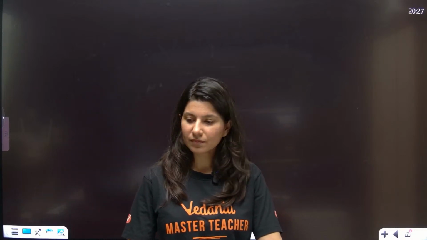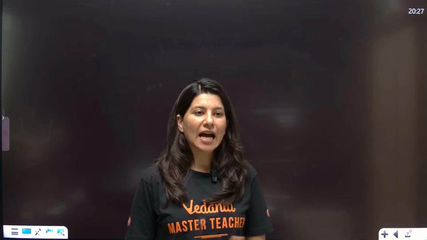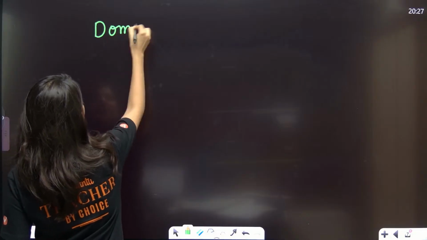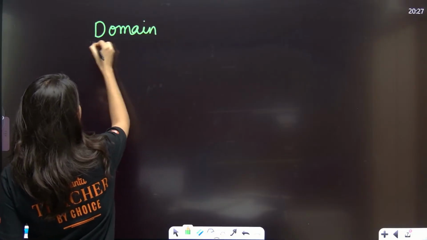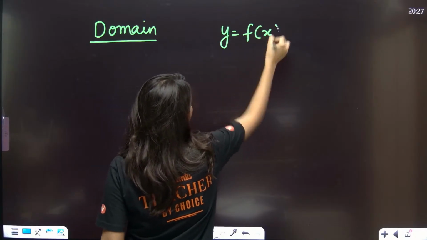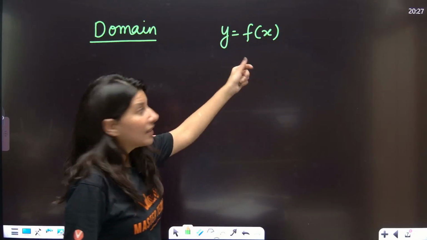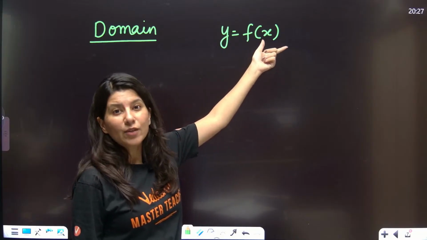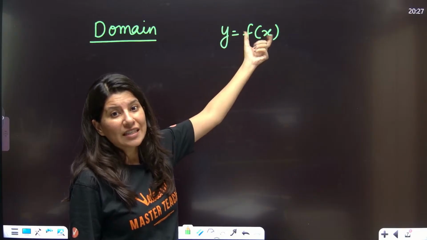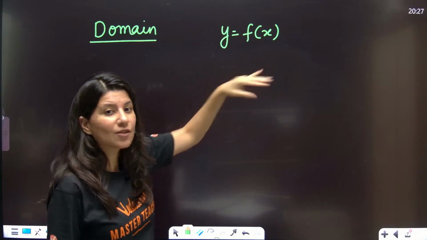All right, so let's start with range of a function. Let's quickly understand. First of all, just tell me what is a domain of a function. Domain means, suppose y is equals to f of x, that set of permissible values of x, that is input, for which your function, that is y, is defined. This is your domain.